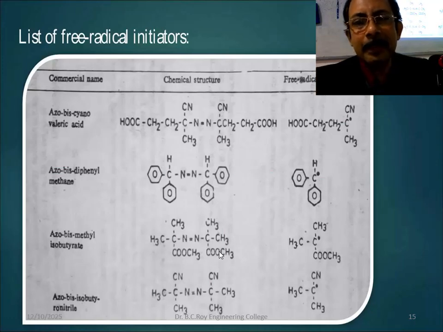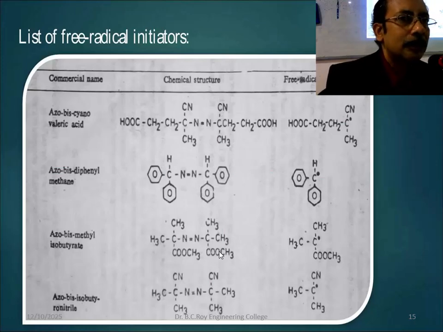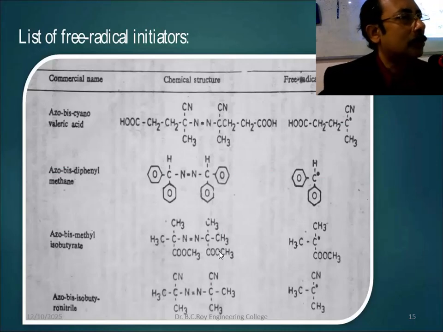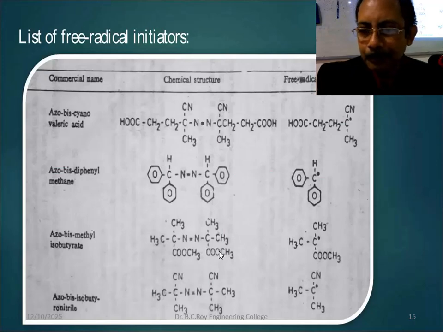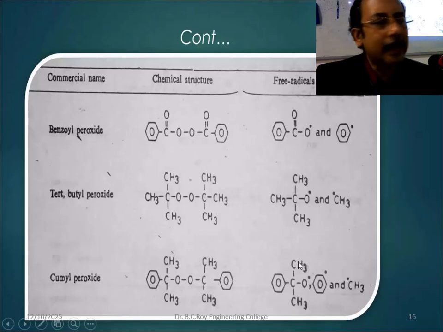Here is a list of free radical initiators. These are the chemicals you need to use when you do a chain growth reaction. Chain growth reaction means addition polymerization, and step growth reaction means condensation polymerization. These two things are very common. These are the free radicals formed, and a lot of free radicals are available.